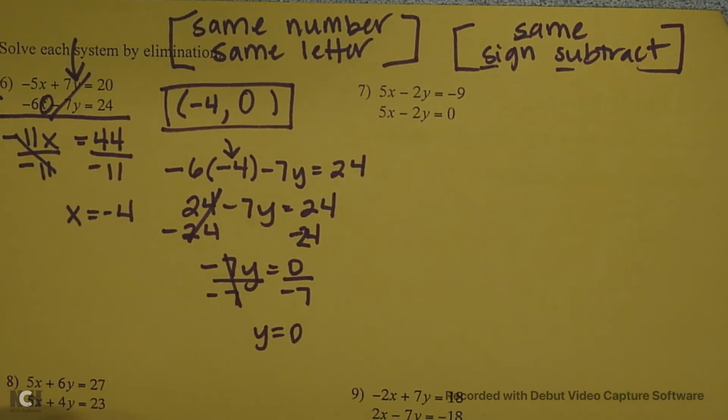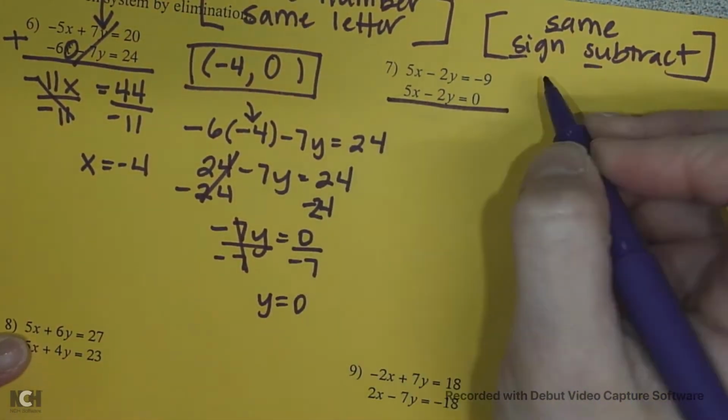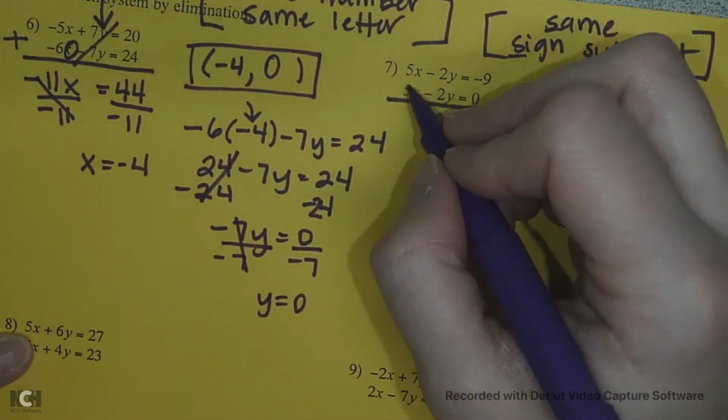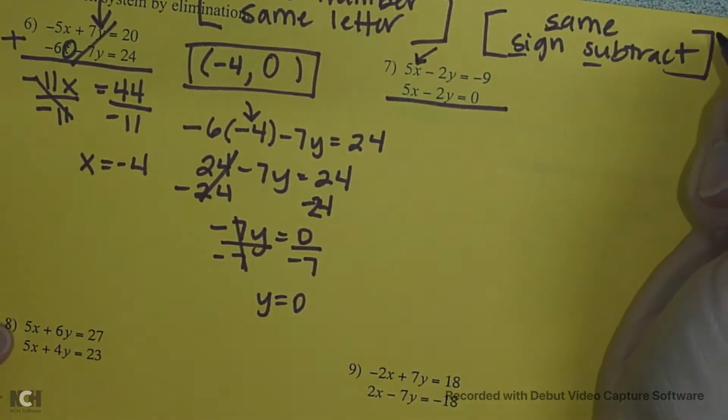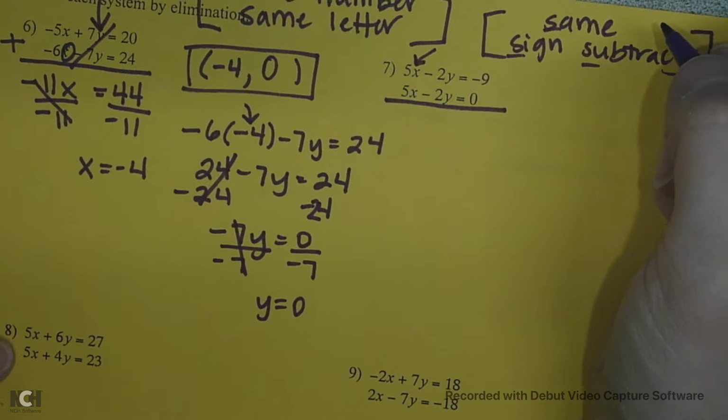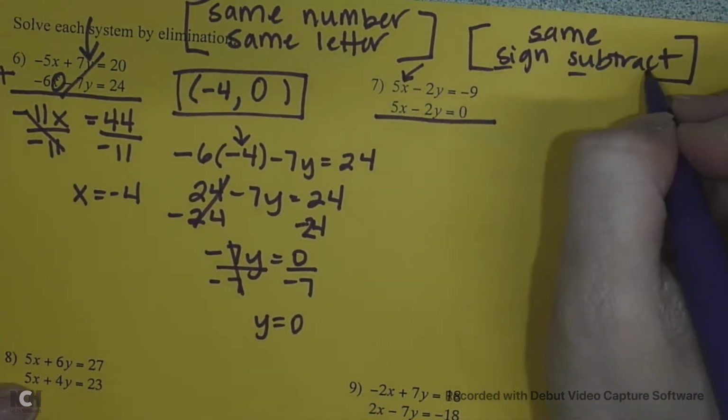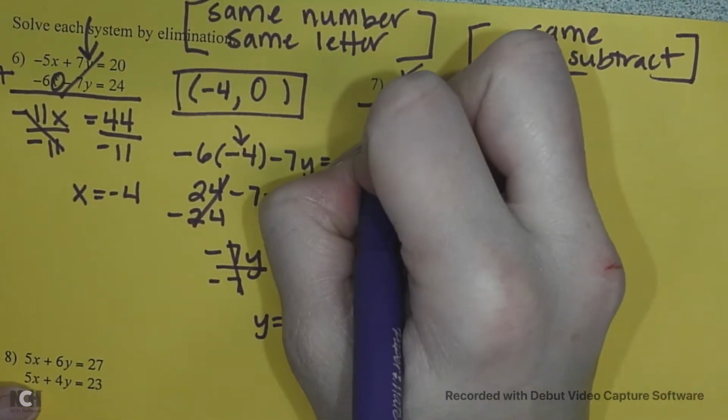Okay, number 7, we do this the same way. We are looking for same number, same letter. Well, they each have the same number and the same letter, so you pick. I want my x's to go away. At least that has to go away. Okay, same sign subtract. We have the same sign, so we're going to subtract.